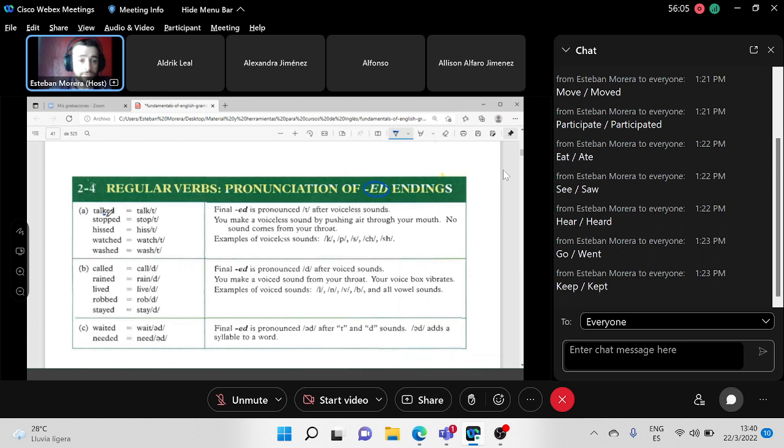The final sound of the base form, okay? Not the final sound of the word, the final sound of the base form, okay? The final sound of the word when the word is in the simple form, right? So I'm going to try to identify the final sound in these specific cases. Okay, pay attention here.